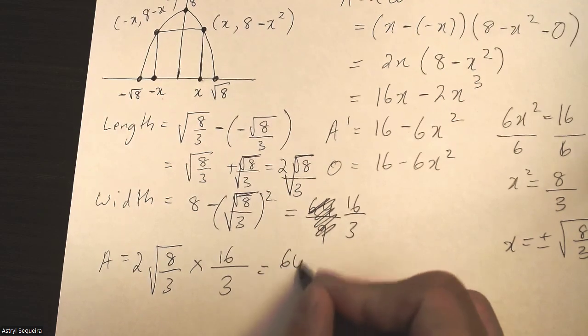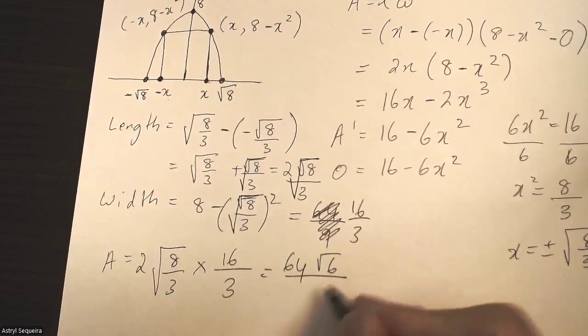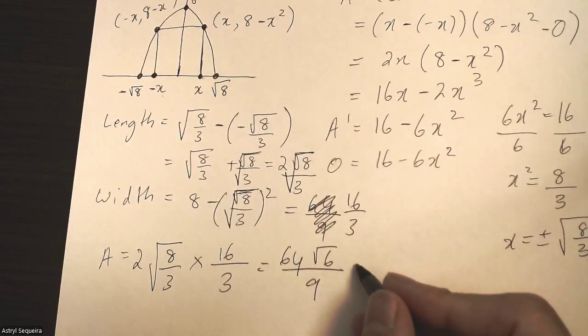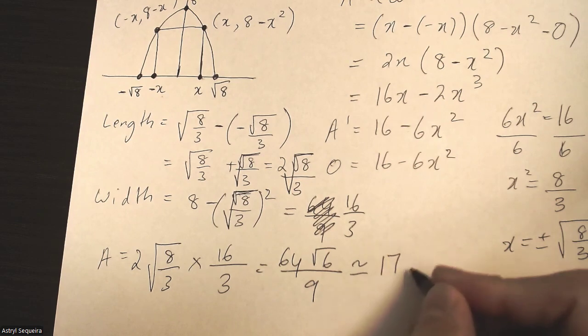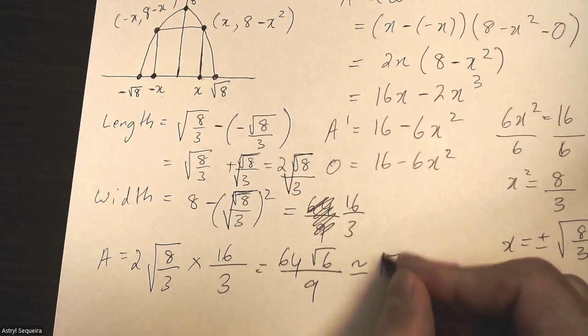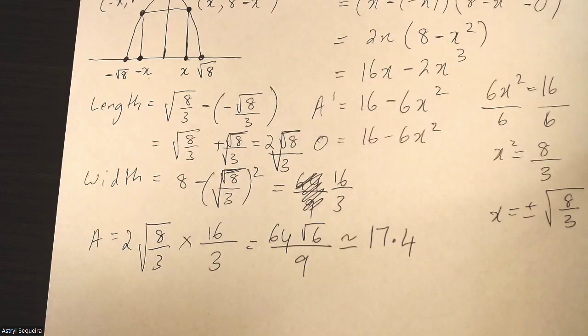which is 64 root 6 over 9, or if you convert that into a decimal, rounded to one decimal place, it's approximately 17.4. And that's the max area, or the largest area of the rectangle that satisfies those given conditions.